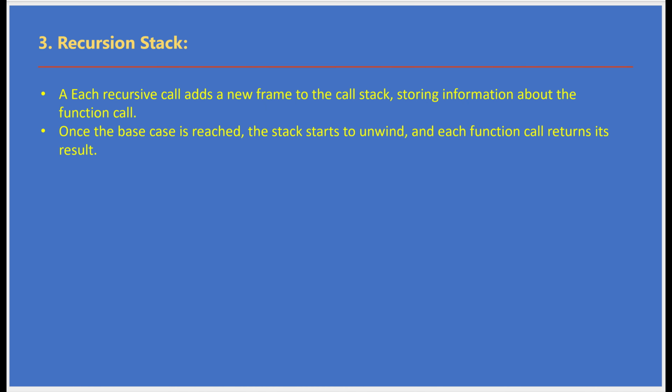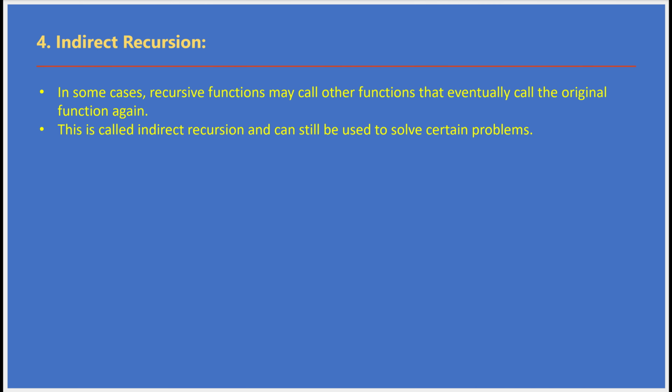With each recursive call, a new frame is added to the call stack. This is a storage space where JavaScript keeps track of all the function calls. Once the base case is reached, the stack starts to unwind, and each function call returns its result to the previous one. Sometimes, recursive functions may call other functions, which in turn call the original function again.